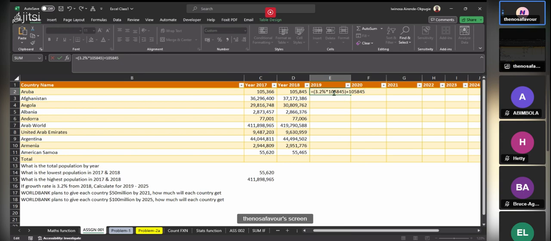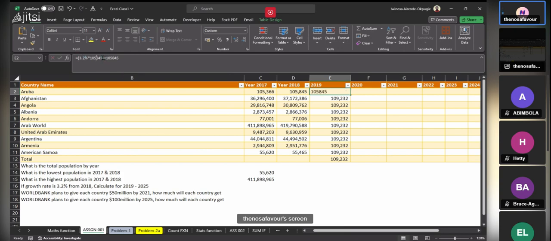So yeah, this is just in basic terms what that formula meant, where I put D2 plus D2. D2 is the cell that contains the population for Aruba. So if we press enter now, it's giving us the figure. It filled all through down because we used the figure itself.